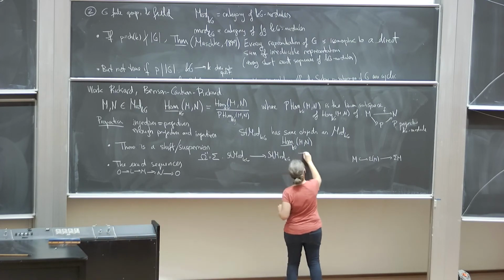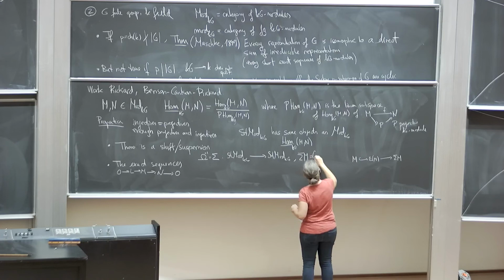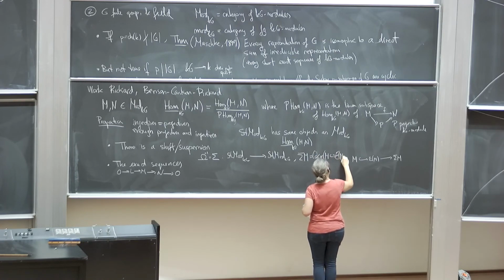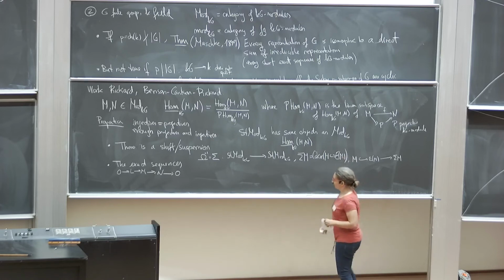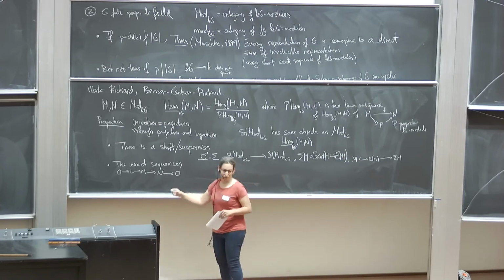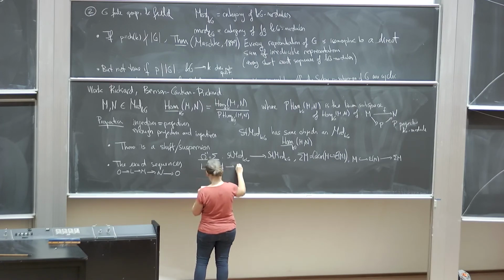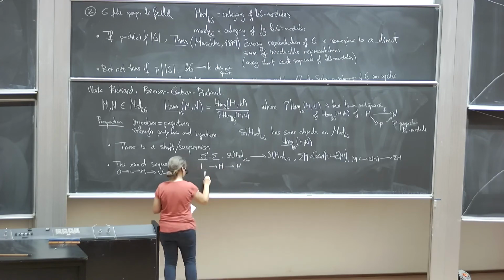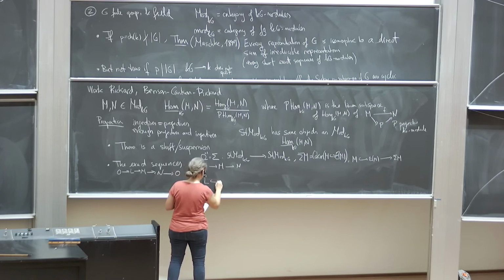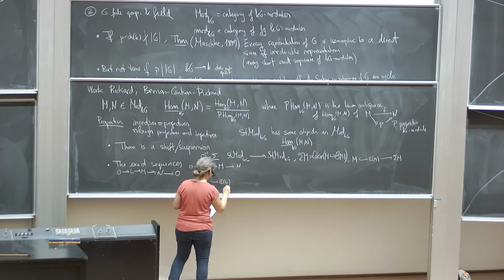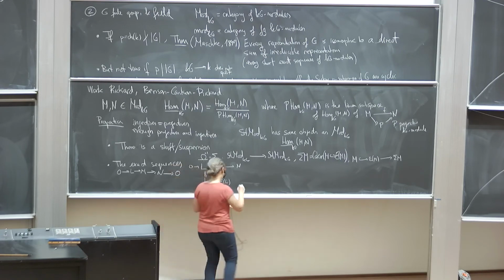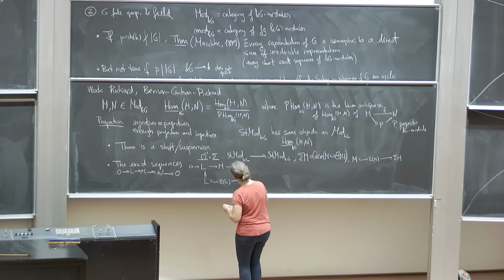Here, so if you have an exact sequence, you can do the following. You take L, M, N, and here you have L. And then here you have the injective hull of L. And then here you have the suspension of L.